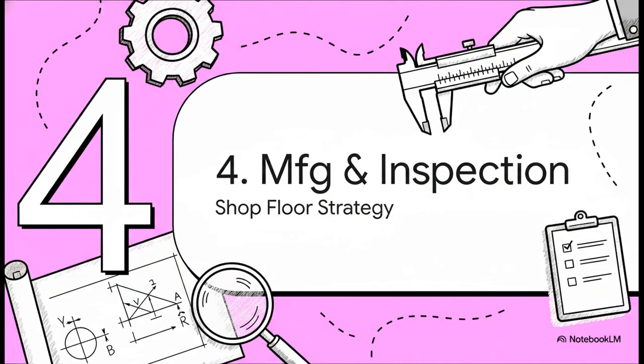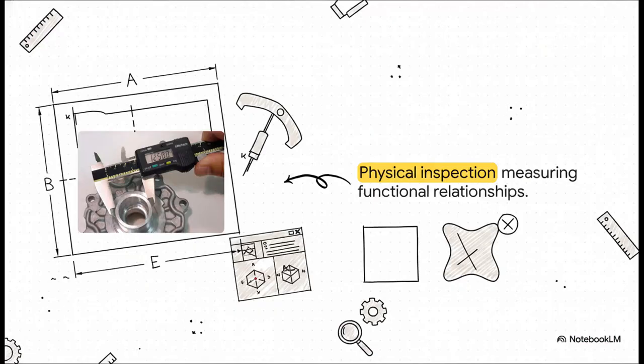Moving right along to Section 4, Manufacturing and Inspection Strategy. Let's think about physical inspection for a second. The datums you choose when you make that drawing directly dictate how this inspector or a CMM programmer is going to set up their coordinate system.